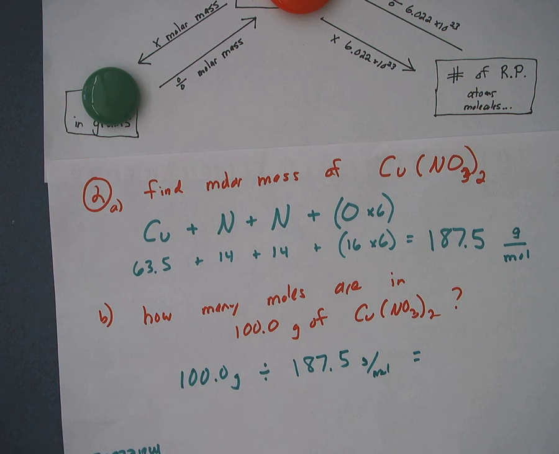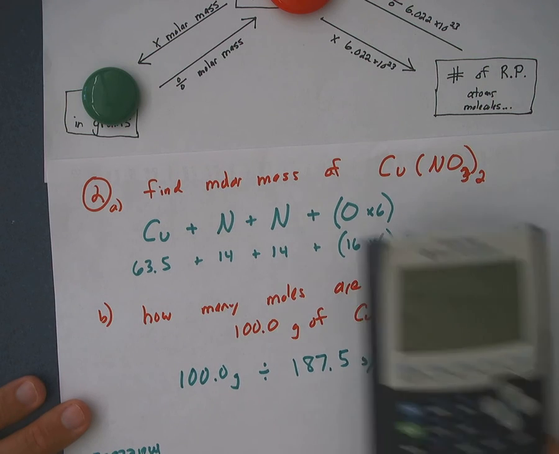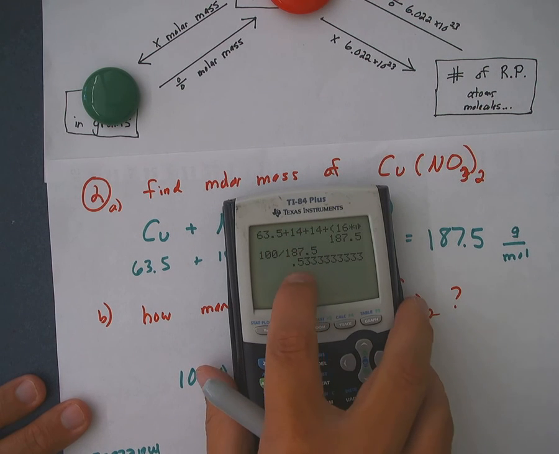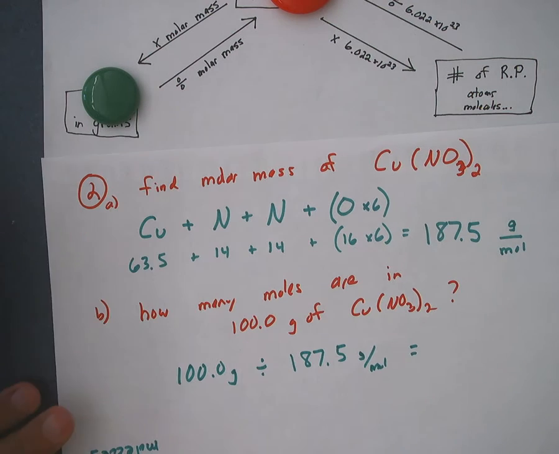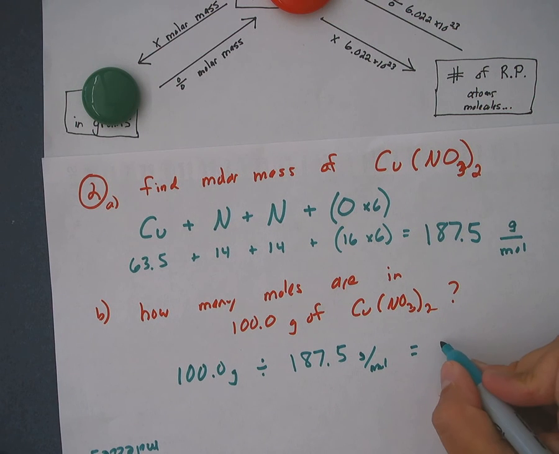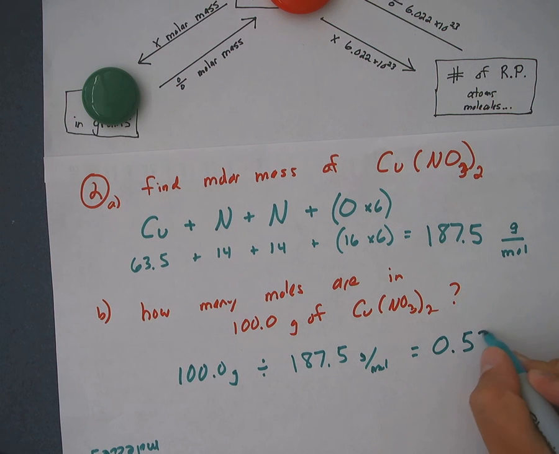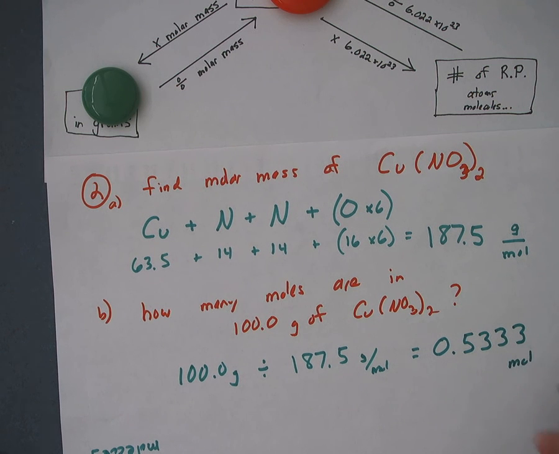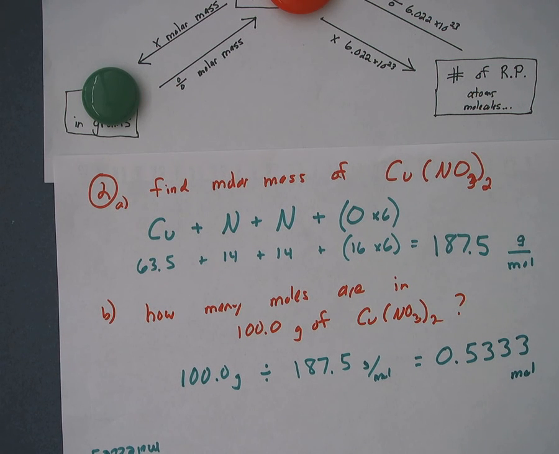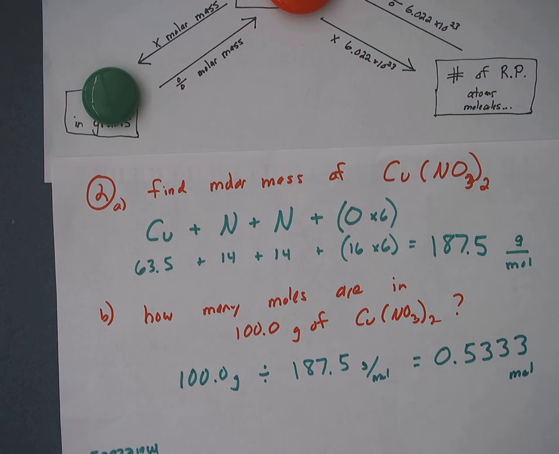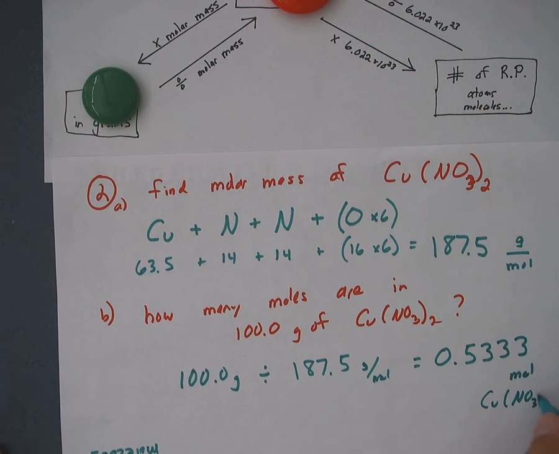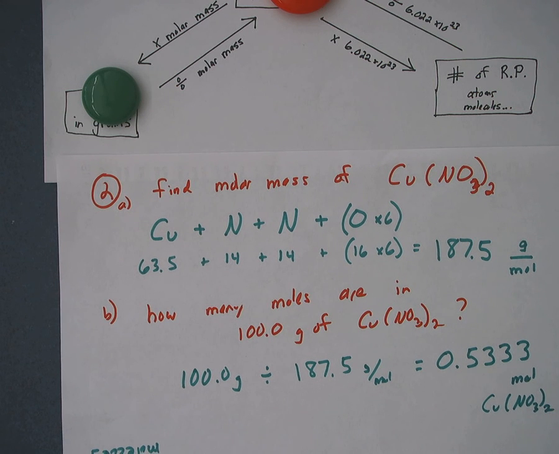And I'll punch that in my calculator. I got 100 divided by 187.5, and I get this complicated answer there, 0.53333 repeating. And so, because we've learned significant digits recently, I think I'm going to go ahead and follow the rules. And I'll have 1, 2, 3, 4. That is how many moles of copper nitrate we have. That has 4 significant digits. Okay. Now, we could have 2 steps in one problem.